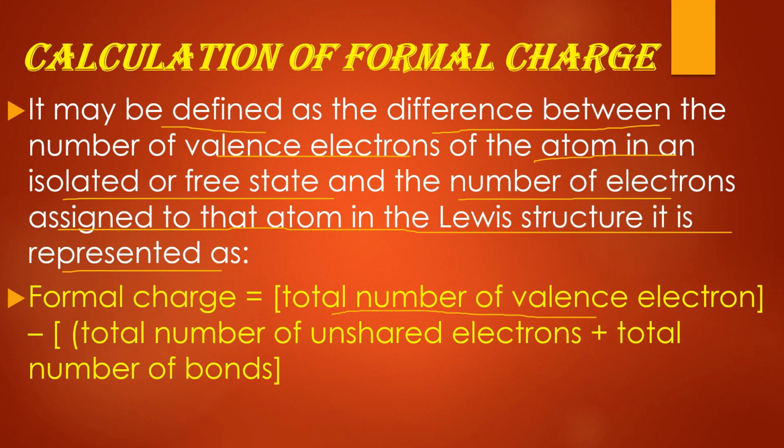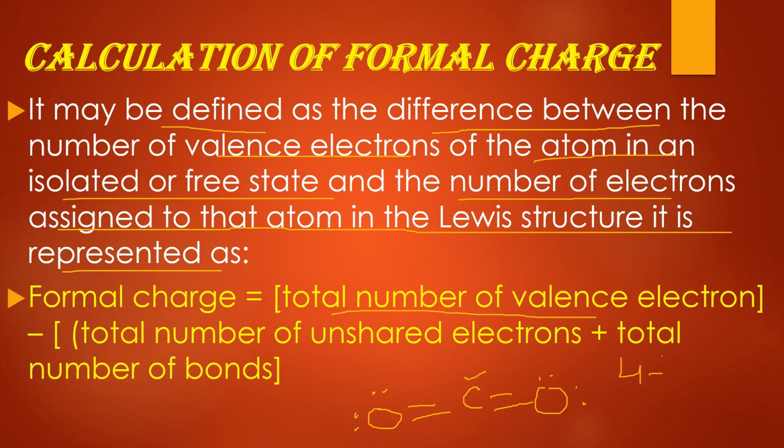Now I am taking the example of CO2. Suppose this is C, with a double bond to O, and a double bond to this other O, and each oxygen has 2 lone pairs. So let us calculate the formal charge on carbon first. The total number of valence electrons in this carbon is 4, we know that.